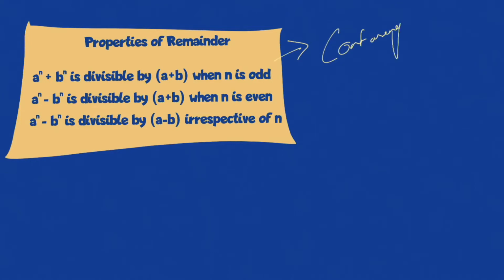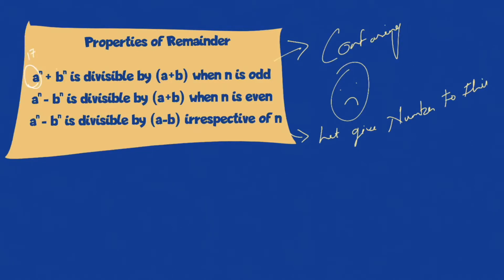After looking at this, it looks a little confusing. Now let's put this in numbers to understand it better. So I'll give some numbers to a, b and n and see what conclusion we can get from this. So let's say a is 17 and b is 10 and n is odd, so I'll keep n as 21. So the problem will be 17 raised to 21, a raised to n, plus b, which is 10 raised to 21, divided by a plus b.